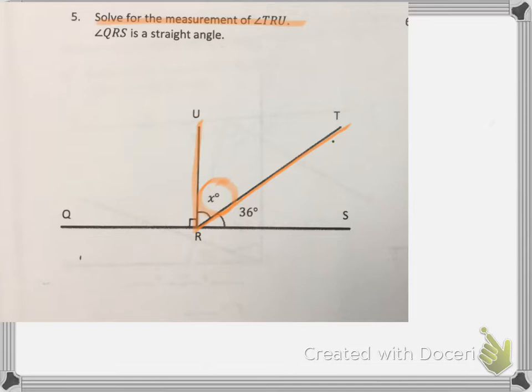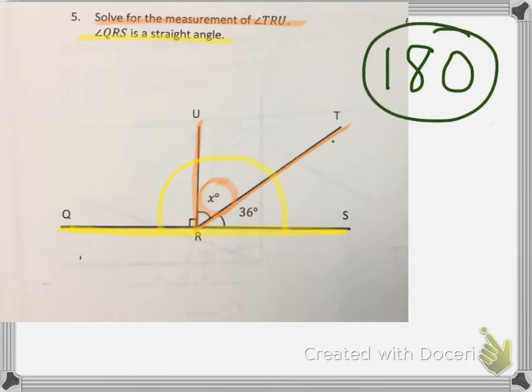What other information does the paper give us? And it says that QRS is a straight angle. So I'm going to trace that in yellow. QRS is a straight angle. So this whole thing is a straight angle. Put your arc just like I did. Include the square corner, include the X, and include the 36. Okay, so the whole thing is a straight angle. And you know when you hear straight angle, you automatically go to 180 degrees.